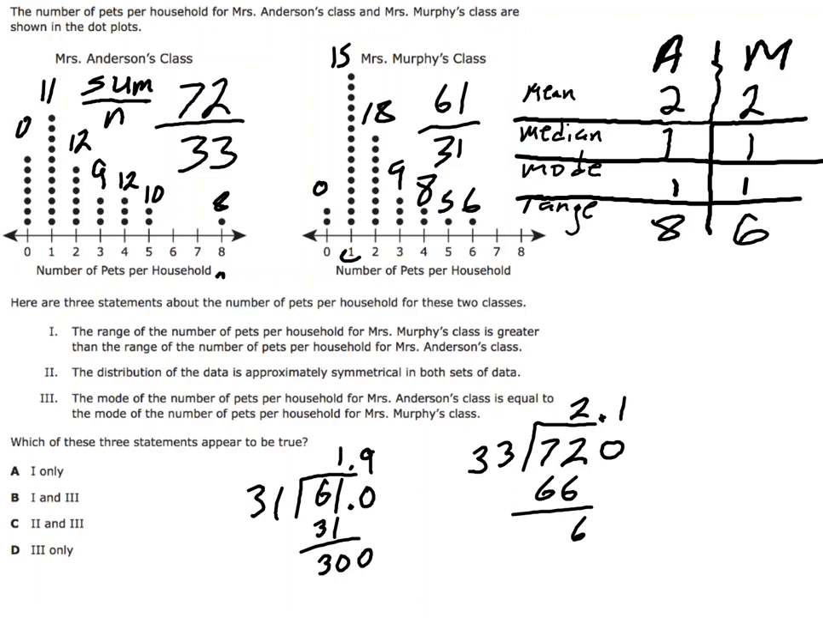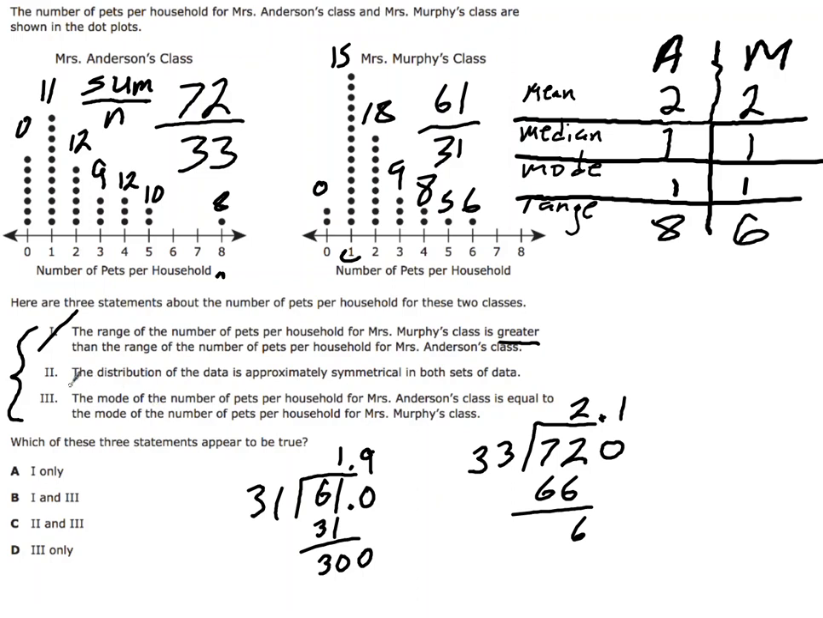All right, now that we have this information, we can test these statements against the data that we have in our calculations. So the range of the number of pets per household for Mrs. Murphy's class is greater than that for Mrs. Anderson's class. So let's talk about Mrs. Murphy's class. Murphy has a smaller range. Here it says greater. That's false.